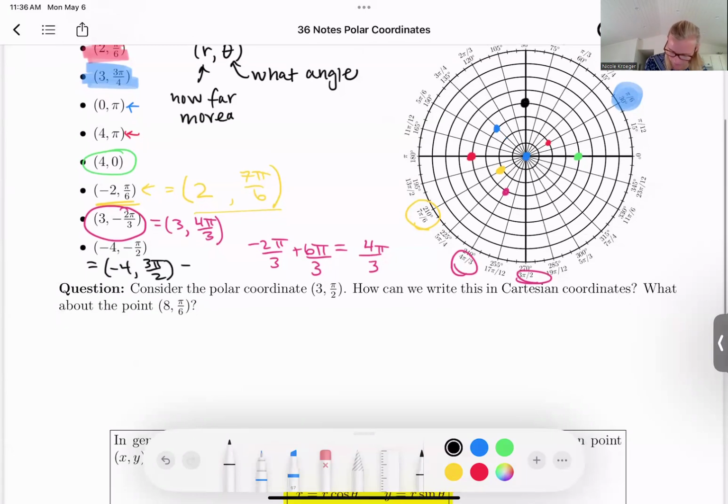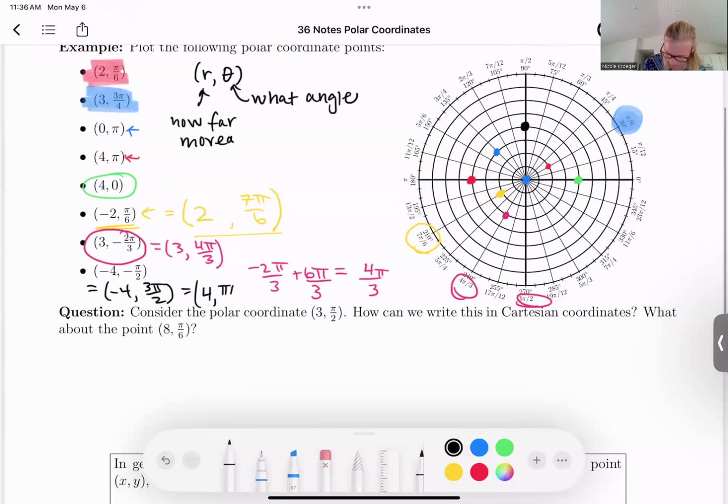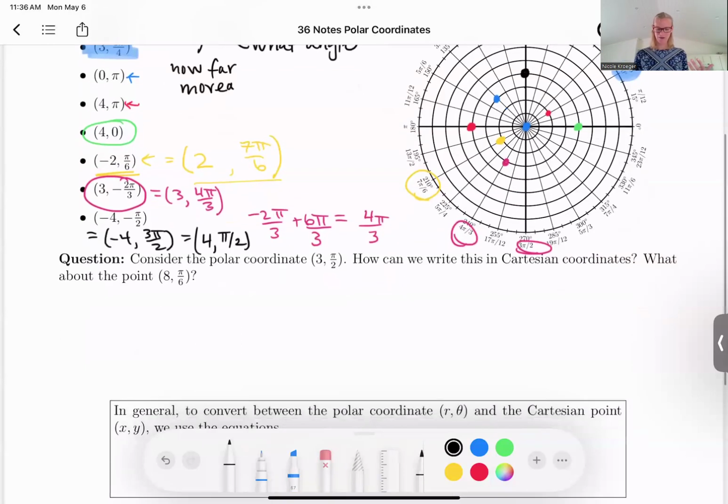We notice that's the same thing as positive 4 comma positive pi over 2. So there are lots of different ways to represent that point. It's kind of fun. We've got a fun smattering of points here. We'll get some practice in class graphing more.